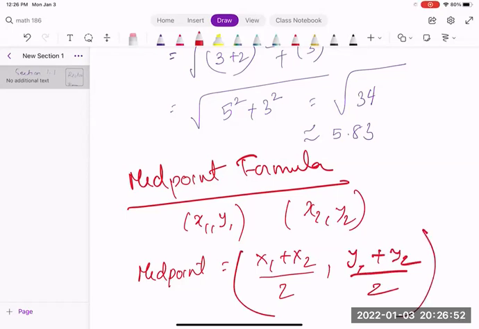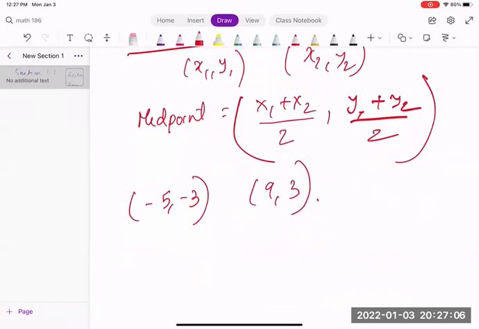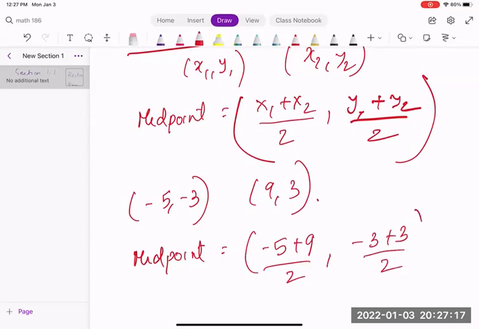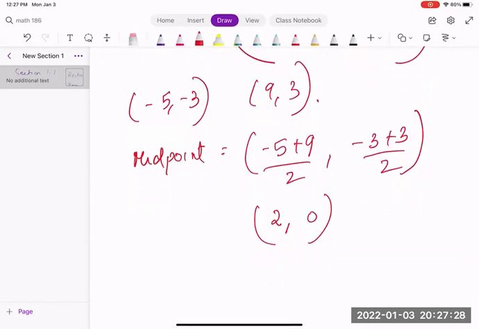That's the midpoint. So a quick example, we have the points -5, -3 and then we have 9, 3. We want to find the midpoint of them. We are going to take -5 plus 9 divided by 2, and -3 plus 3 divided by 2. And this is given to be 9 minus 5 or 4, so we have a 2. And then -3 plus 3 gives you a 0. So the midpoint for this line segment is going to be 2, 0.